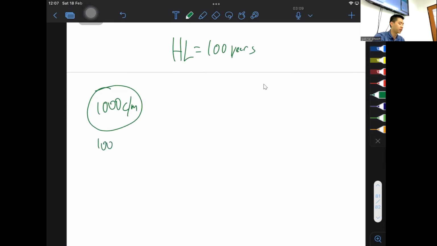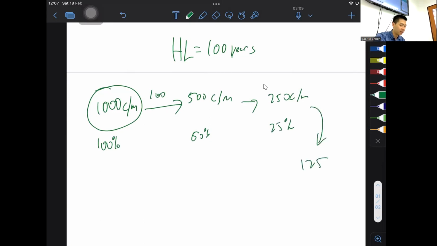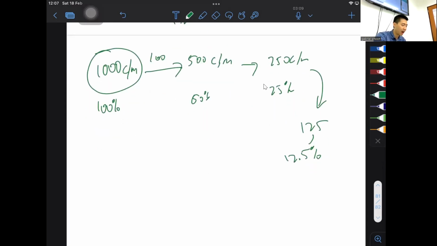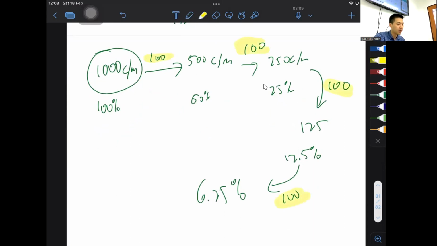From here, I assume that here is 100%, right? Then after one half-life, which is 100 years, it'll be 500 counts per minute, which is 50%. Then another half-life will be 250 counts per minute, which is 25%. Then another half-life will be 125, which is 12.5%. And then another half-life means you'll go to 6.25%, which is another 100 years. So literally all you need to do is calculate how many times it went through a half-life. 1 half-life, 2 half-lives, 3 half-lives, 4 half-lives. This time it will be 400 years.